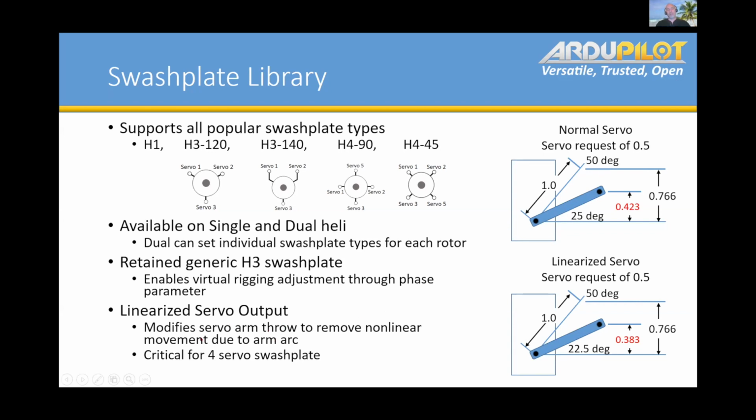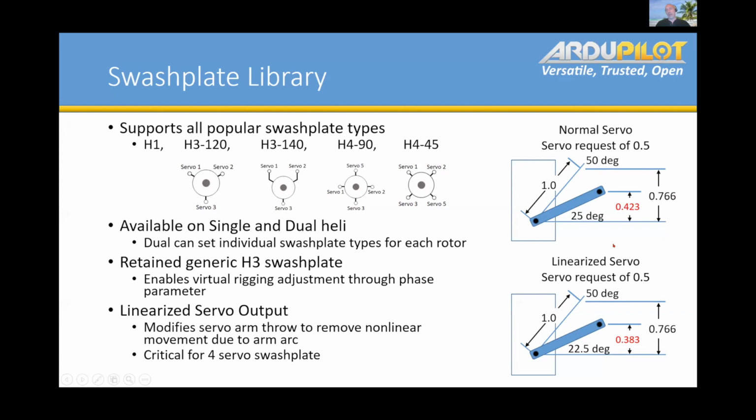This linearized servo output modifies the servo arm throw to remove the nonlinear movement because of that arc. You can see here, if you're requesting a 0.5 output on the servo, if 50 degrees was 1, then 0.5 from an angle standpoint is 25 degrees. I'm going to have to minimize this guy here. Okay, that's 0.423, but that's not half of 0.766, which is the linear movement for this 50 degrees.